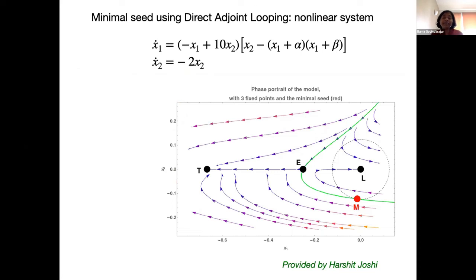The next example is a non-linear one. Again, Harshit has picked a nice one which really demonstrates the whole thing. Remember we talked about this minimal seed thing. What was the minimal seed? The minimal seed was the smallest. We're calling this steady state turbulent and this steady state laminar, and this is the basin boundary.